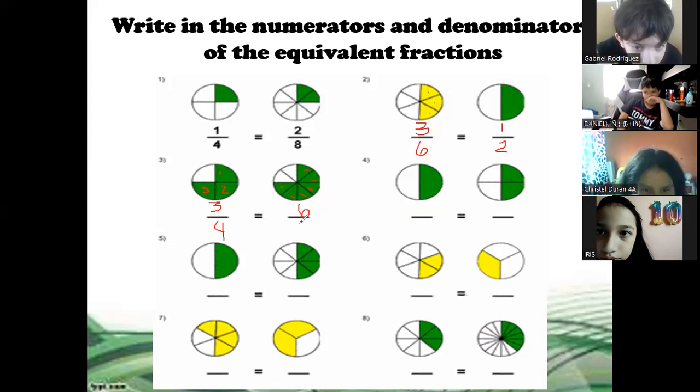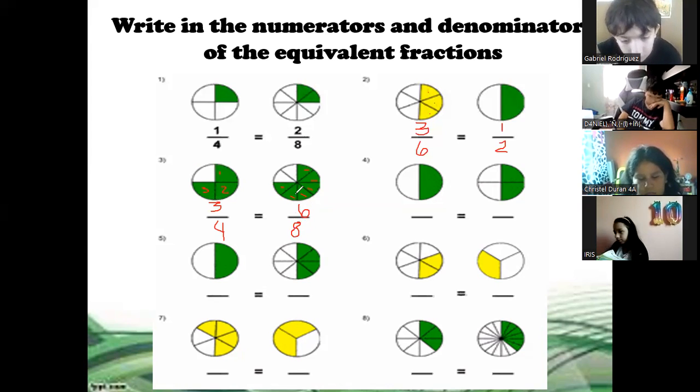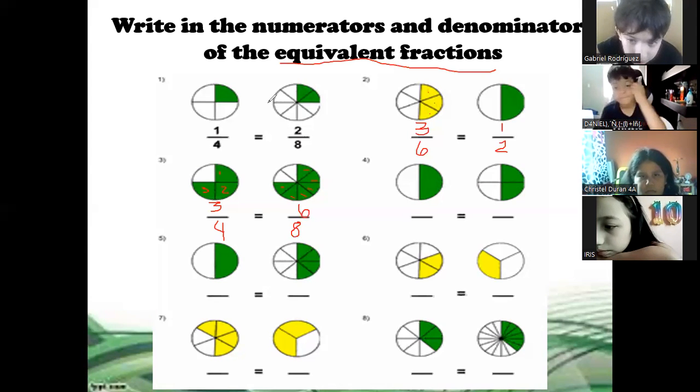8, exactly. So in this case, remember that we are working with equivalent fractions. Equivalent fractions are fractions that represent the same amount. 3/4 is equal to 6/8. 3/6 is equal to 1/2, and 1/4 is equal to 2/8. Okay, because they represent the same.